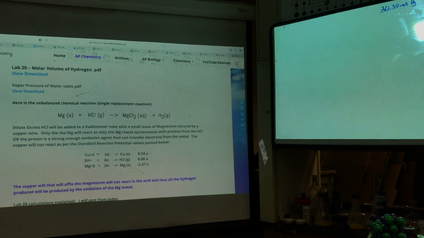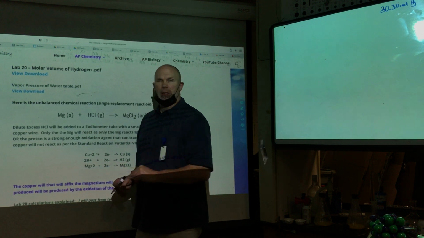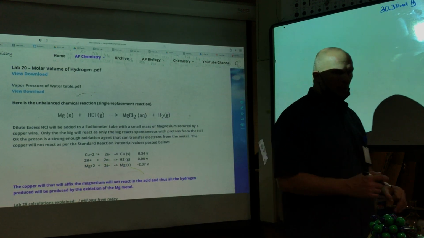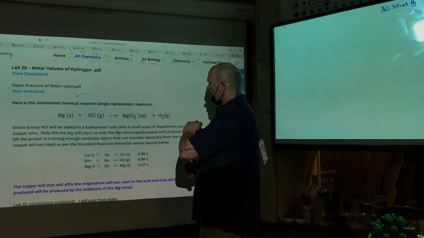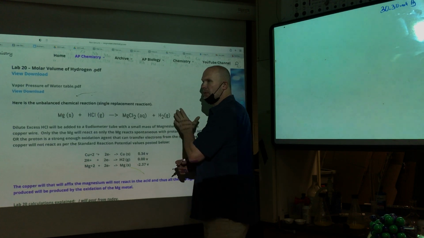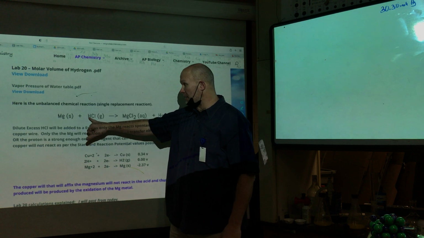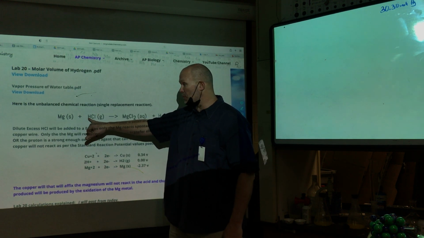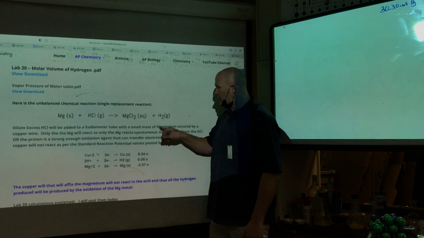All right, so here we go with the molar volume of hydrogen lab, okay? And the chemical reaction we're dealing with is magnesium plus hydrochloric acid is going to produce hydrogen gas and the magnesium chloride aqueous solution. This is a redox reaction, and we're using the action of the acid, in this case, the proton released from the strong acid, to oxidize the magnesium, or be an oxidizing agent.